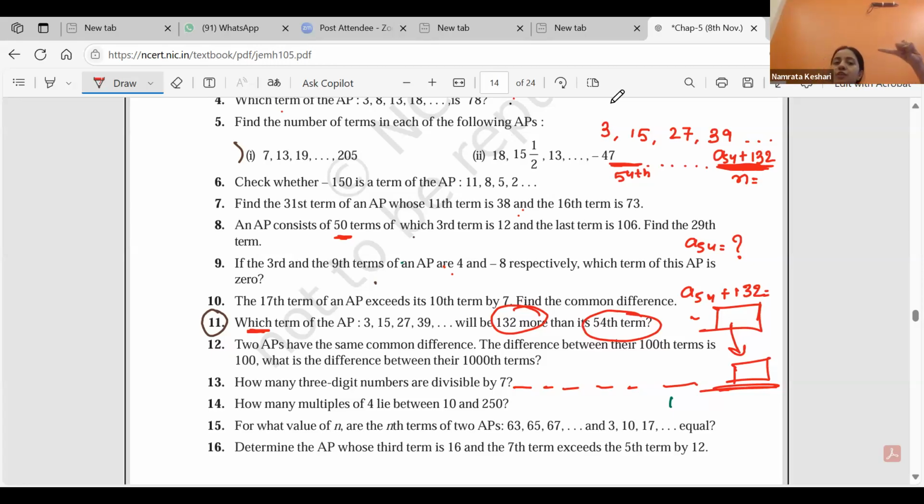So at first, let's find the 54th term of this AP. There is an AP, first term is 3, next term is 15, next term is 27, and the AP continues. The 54th term we have to find. We will be finding a plus n minus 1 into d. Our a is 3, n minus 1 will be 53, and the common difference I can see clearly is 15 minus 3, that is 12.